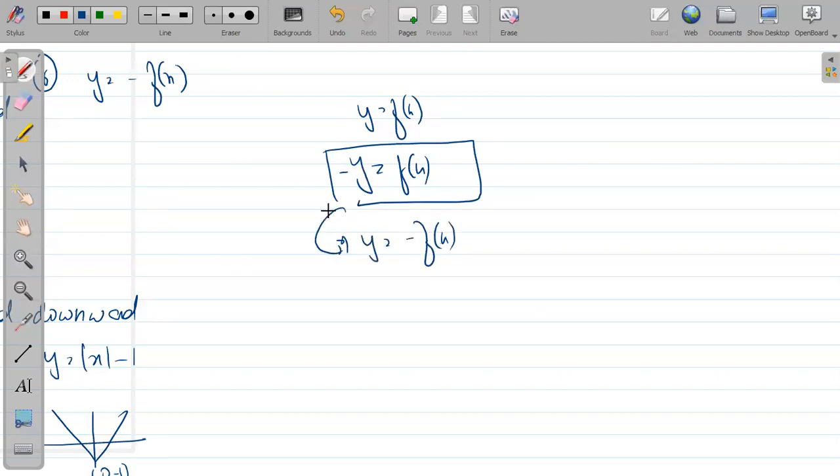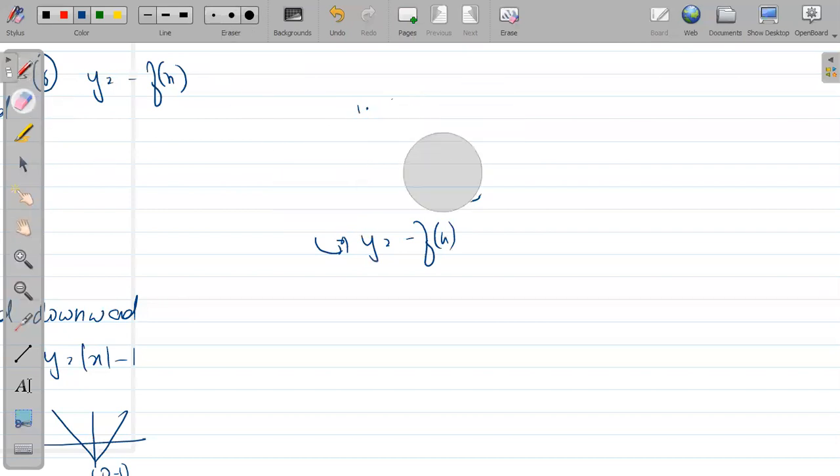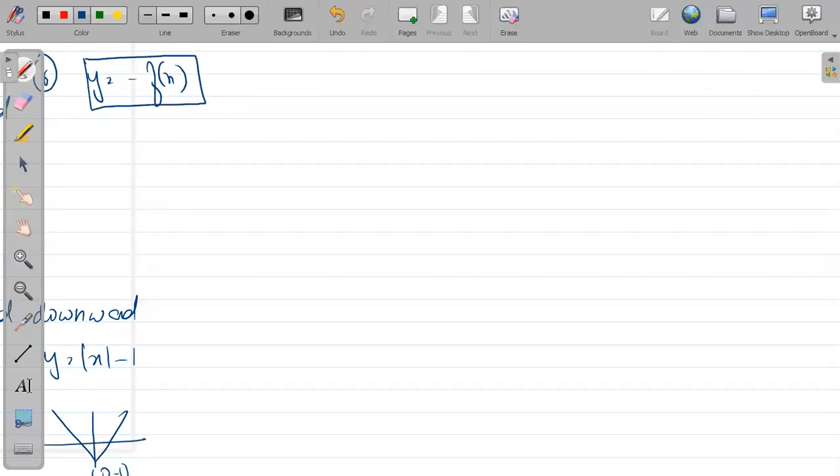These two are equivalent or not? These two are equivalent. So minus y equal to f of x or y equal to minus f of x, both are equivalent only. So basically in this graph, we will be learning that y is replaced by minus y. So whenever y is replaced by minus y, how to remember the trick? So y equal to minus f of x.